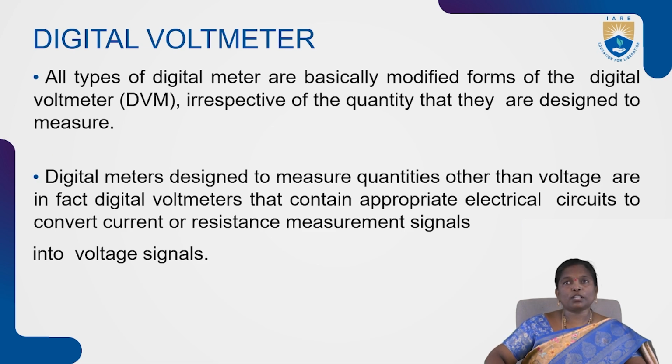We have different types of digital voltmeters. These digital voltmeters are designed to measure quantities other than voltage. They can also be used to measure frequency and time period. That is, we have different types of digital voltmeters, like direct measurement of voltage, voltage to frequency, or voltage to time. Finally, we can measure different parameters like voltage, frequency and time period.